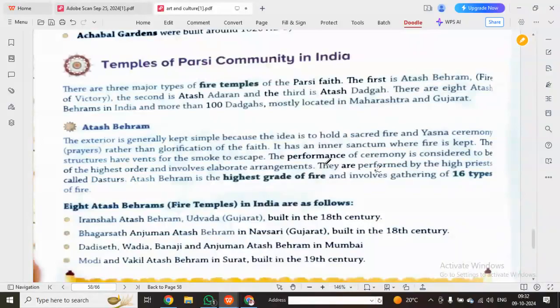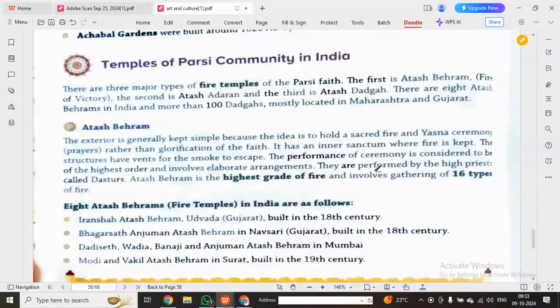The structures have vents for smoke to escape. Of course, the performance of ceremony is considered to be of the highest order and involves elaborate arrangements. They are performed by the eight high priests called the mobeds.